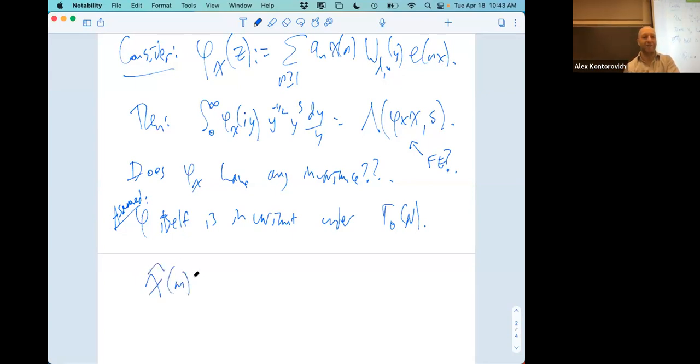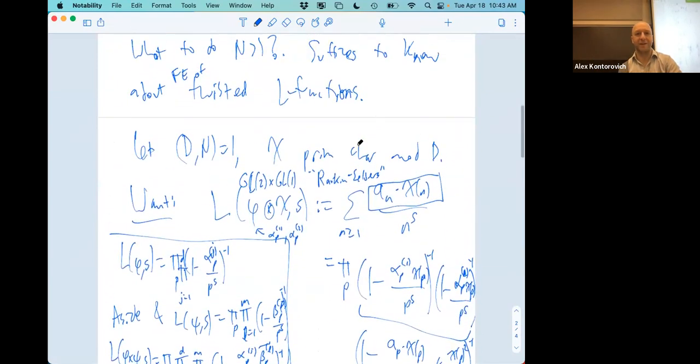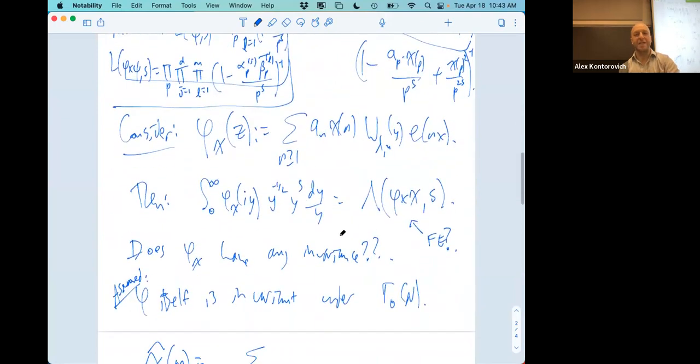If you remember chi hat of m, we defined this a long time ago, a sum over n mod d. The discriminant of chi is d. It's primitive. Did I say primitive? I hope I said primitive. Okay, I said primitive. Good.